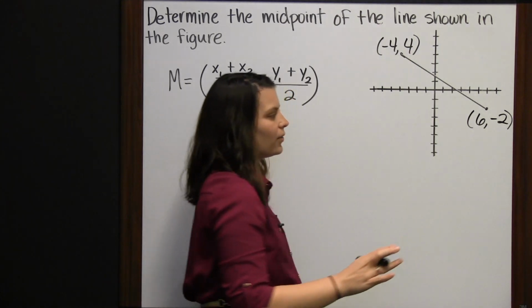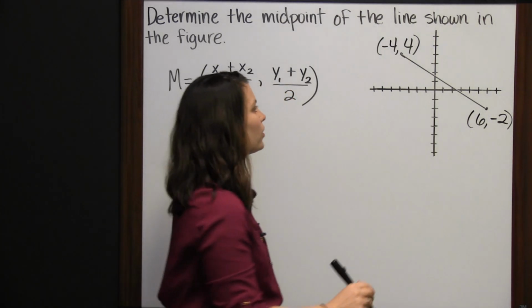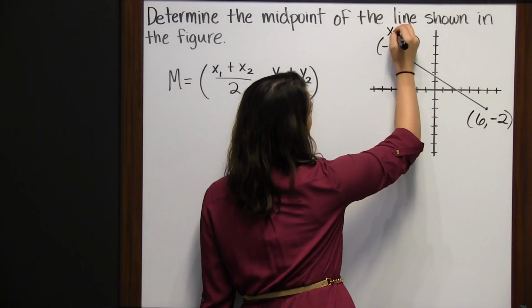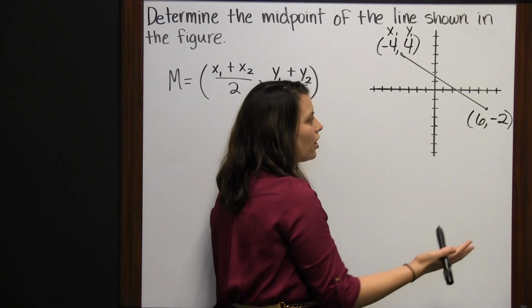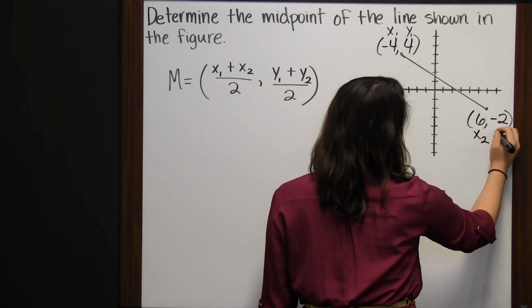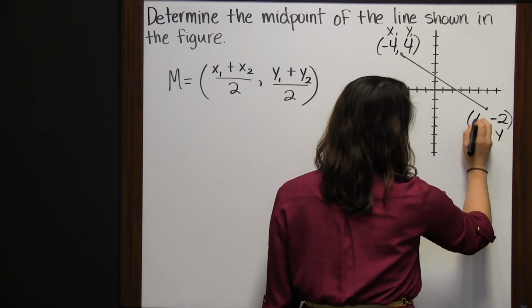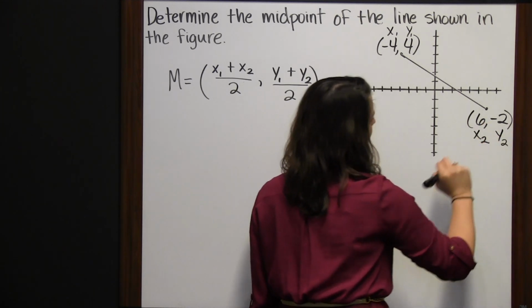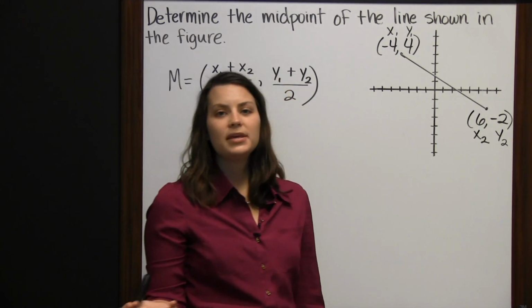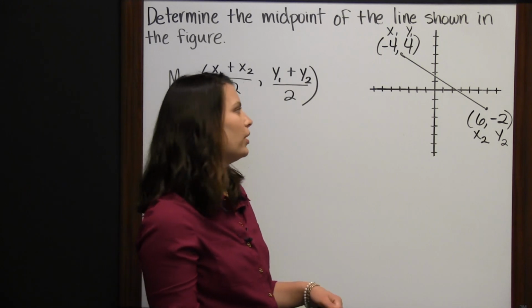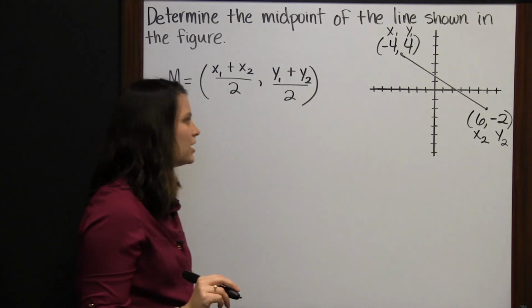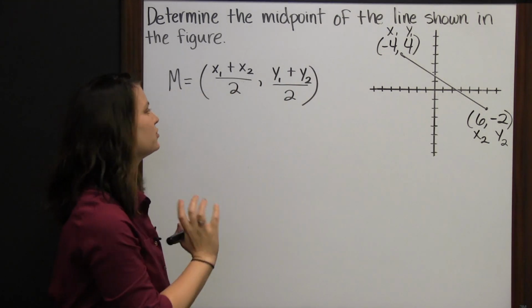These are my x1, y1, x2, y2 coordinates. And it doesn't matter which one you label as your x1, y1, as long as you label them consistently. For instance, this could not be my x2, y1. Since this is my x2 coordinate, that means this is my y2 coordinate. And those subscripts, the 1s and the 2s, all that means is this is the first point, this is the second point. But it really doesn't matter which point is your first and which point is your second. So I just usually label them from left to right.